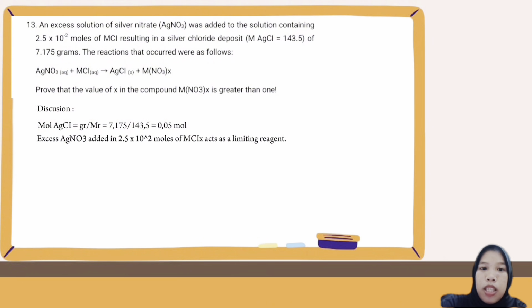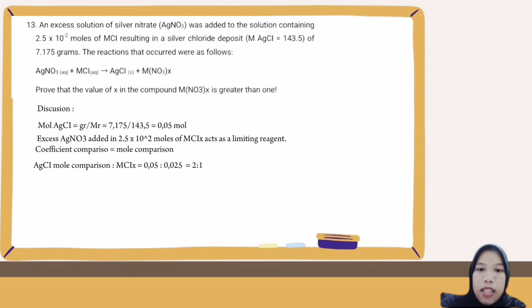AgNO3 is added in 2.5 times 10⁻² moles. MgLX is the limiting reagent, using coefficient comparison to mole comparison. AgCl mole comparison to MgLX is 0.05 to 0.025, equals 2 to 1. So 2 AgNO3 plus MgLX produces 2 AgCl plus MnO3X.